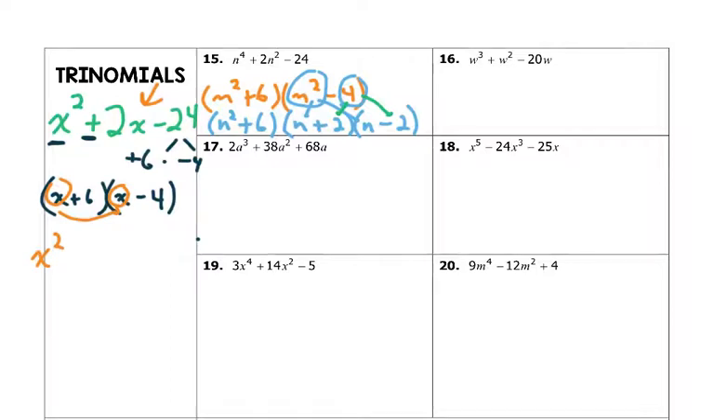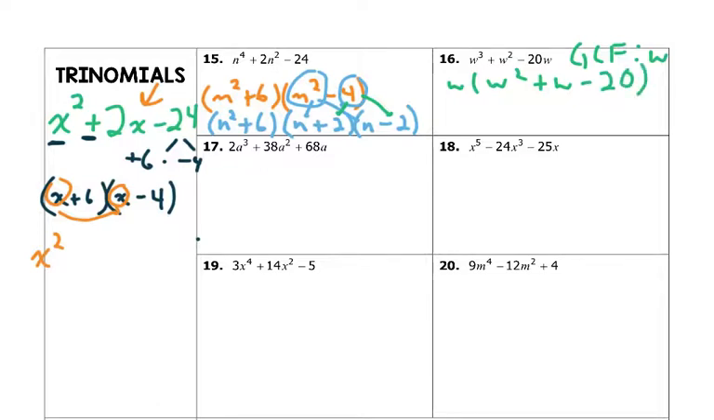Let's go right to 16, okay? So we have w to the third plus w squared minus 20w. Now you might be looking at this thinking, oh, well, this one was this way, so this must be the same type of problem. It's not. We have a GCF. Remember to look for GCF first, okay? So GCF here, they all have a w, right? So GCF is w. So we're going to go ahead and put the w in the front and factor it out of each of the terms inside. So we get w squared plus w minus 20.